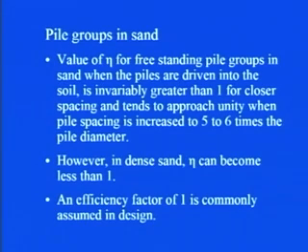An efficiency factor of 1 is commonly assumed in design, because it is really complicated to know how the load will be transferred, or what exactly the mechanism is that any particular pile will follow when the load comes from the superstructure to it. So, that is why usually this eta is considered to be unity, that is, the efficiency of the pile group is considered to be unity when you are analyzing pile groups in sands.